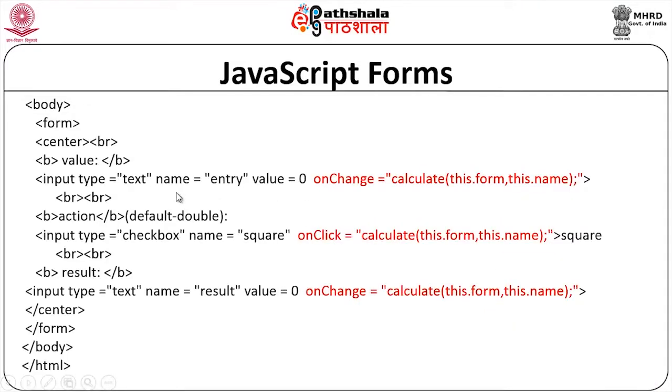Now you can see here with the entry text field, you have given the event as onChange. You call the function calculate by passing the form and the name of the field. When you click on the checkbox, you associate an event called onClick, and you call the calculate method again. The third field is the result field. OnChange means you are changing the value that is stored in the field. So the onChange event given in the result text field calls the calculate function.